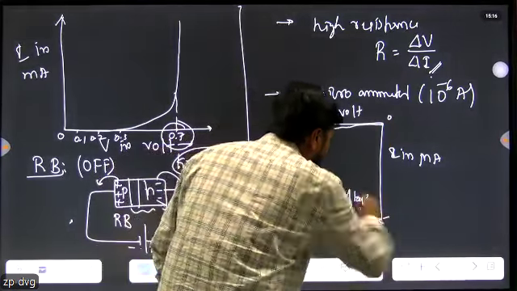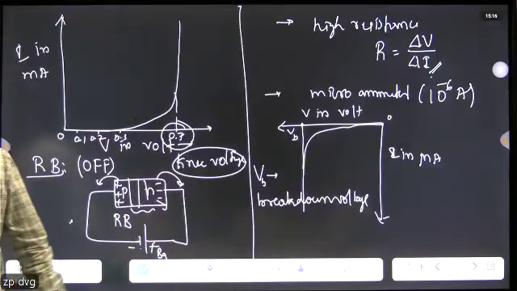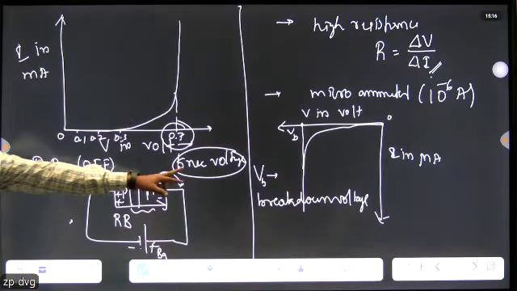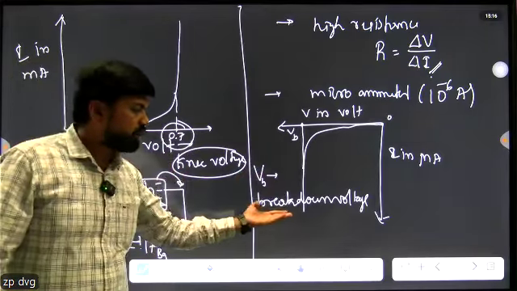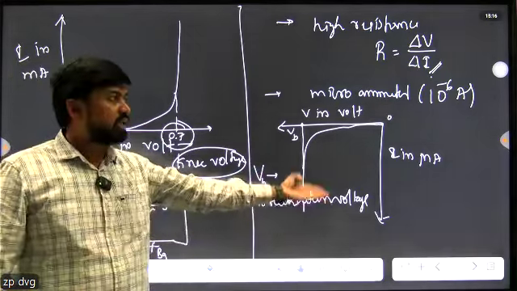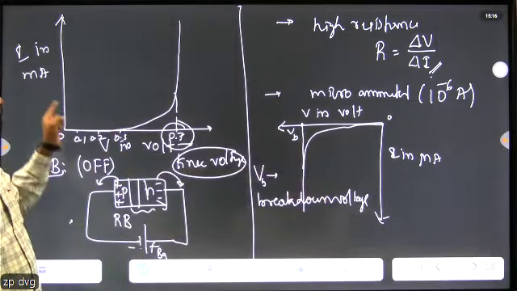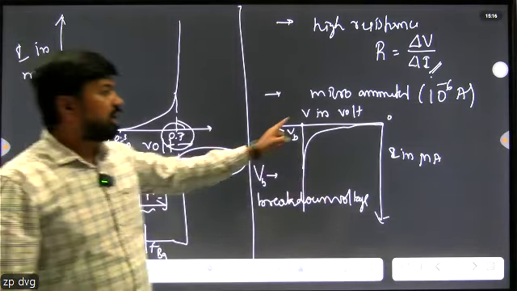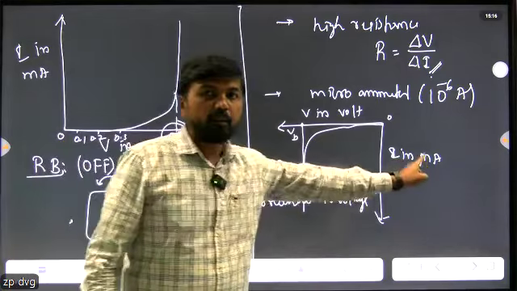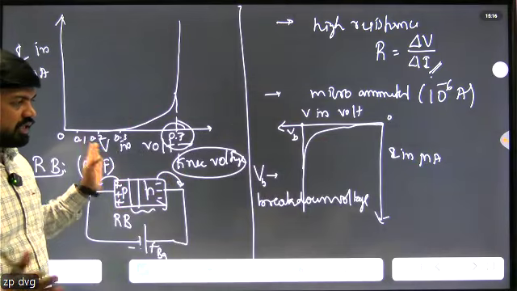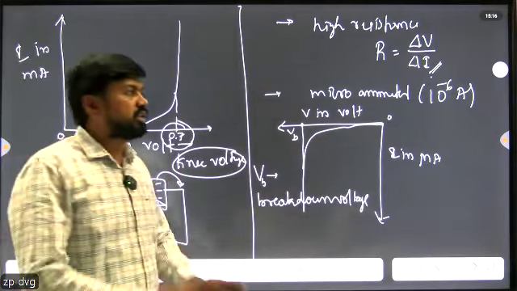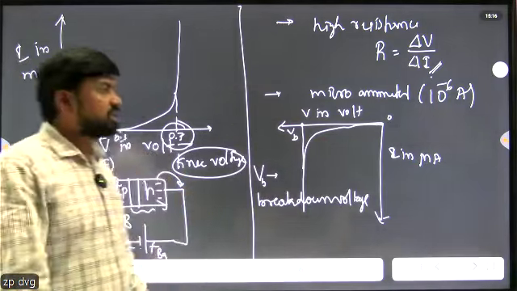Breakdown voltage. In case of forward bias, we are going to get a knee voltage or cut-in voltage. In case of reverse bias, we are going to get what? Breakdown voltage. The current there is in terms of what? Milliampere. The current here is in terms of what? Microampere. There the size of the depletion region decreases, here the size of the depletion region increases.